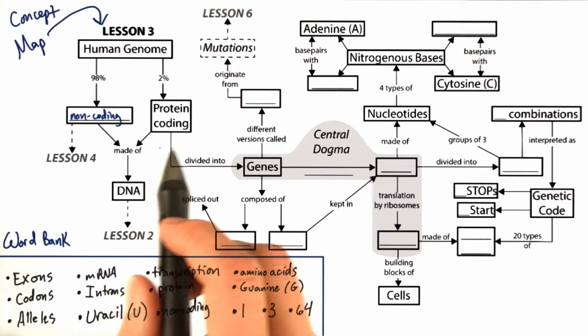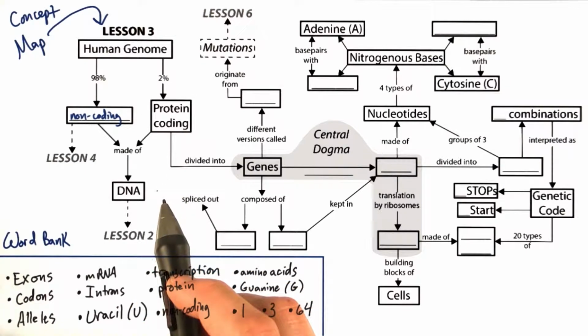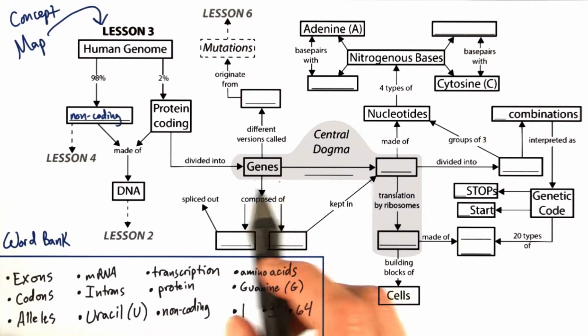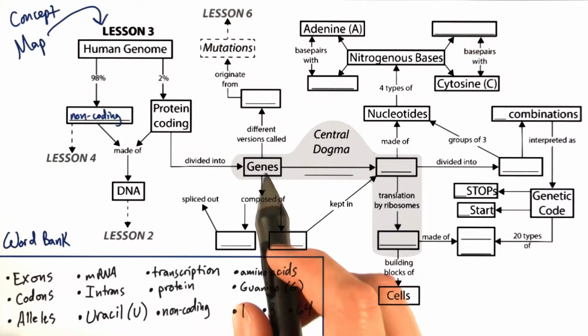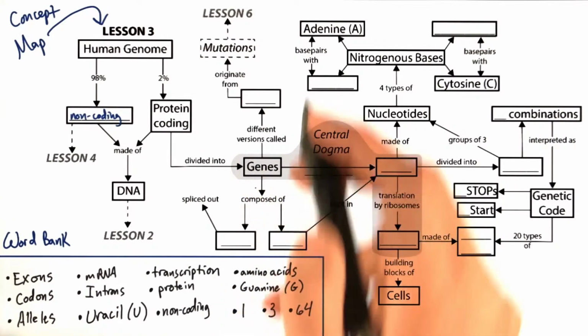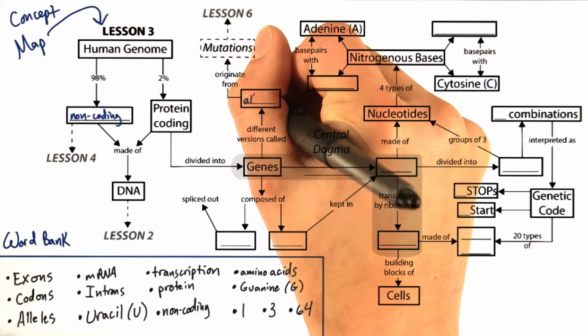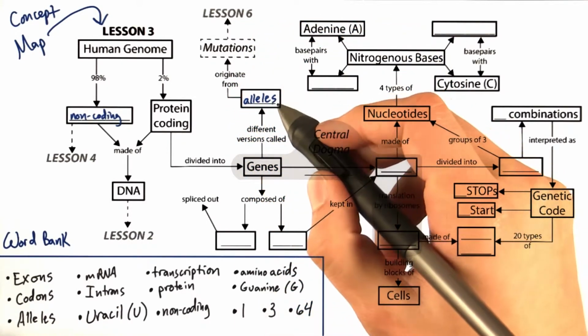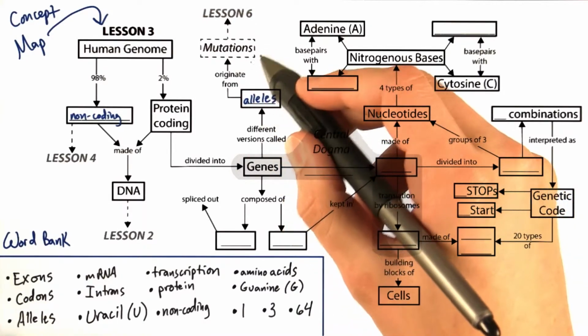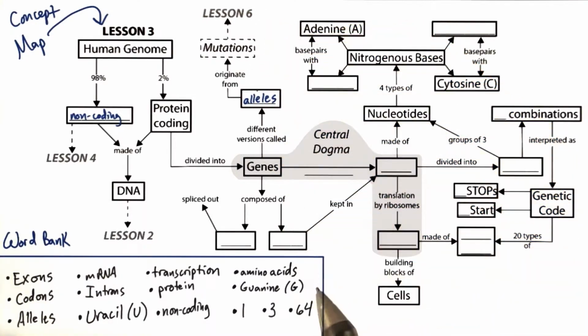But here in lesson 3, we learned about the protein coding regions of the human genome, which are divided into genes. Genes can have different sequences, so they can have different versions. They can code for different things, and we call these different versions alleles. This is a word we'll keep coming back to in this course. And alleles originate from mutations, which we'll learn about more in lesson 6.